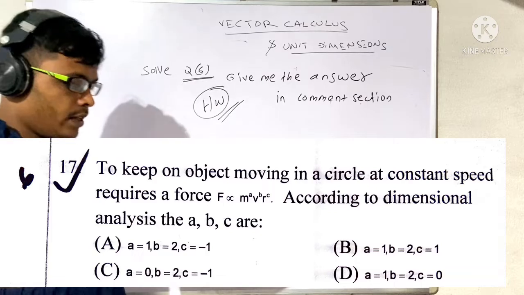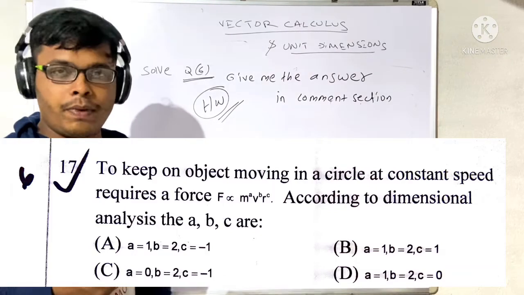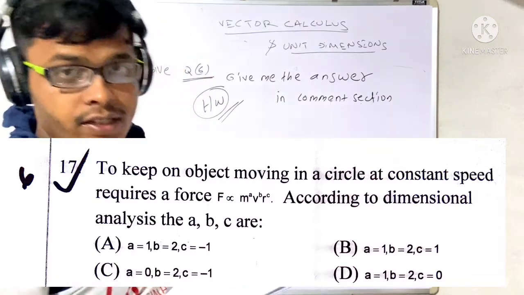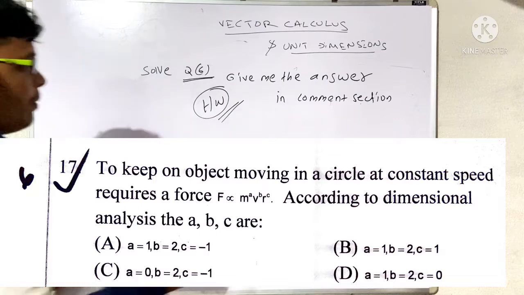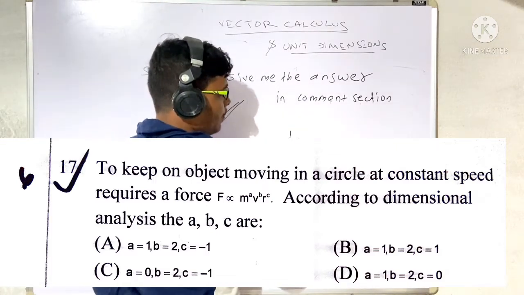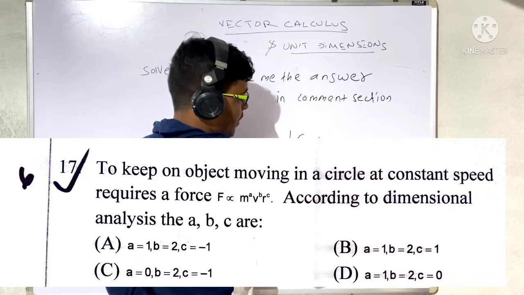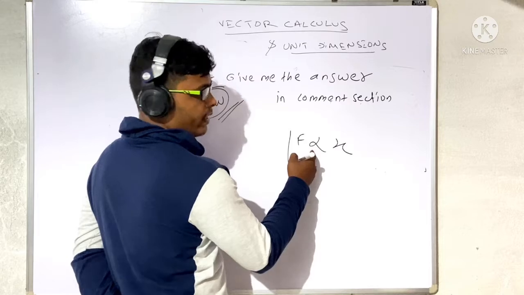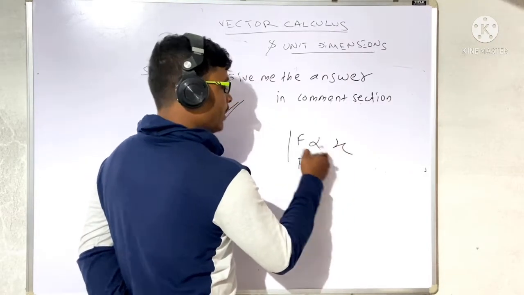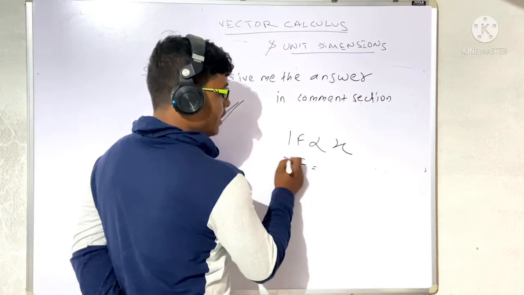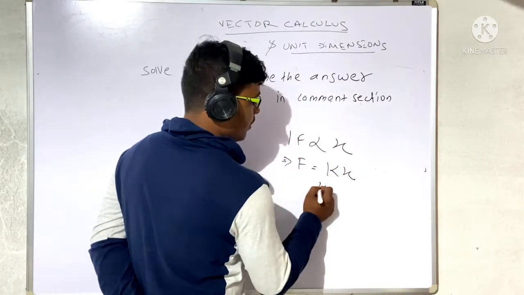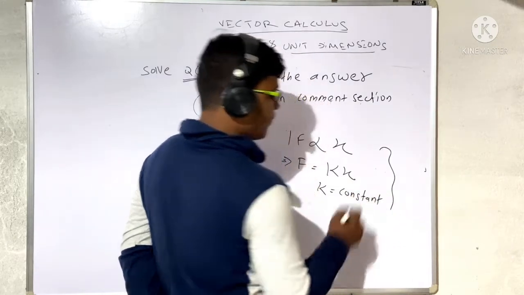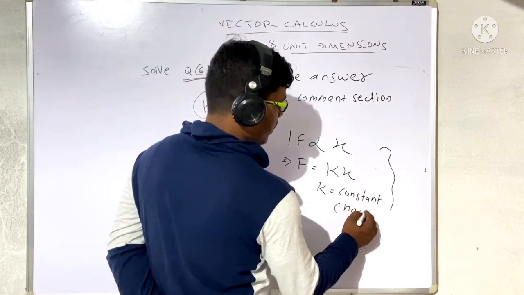Here the relation given is: F is directly proportional to m to the power a into b to the power b into r to the power c. So according to dimensional analysis, what are a, b, and c? So remember this. If something is proportional to a quantity, then we can write it as an equality. This is the proportionality symbol. Okay, F is directly proportional to x. That means, what does this mean? Now F equals k into x. What is k? The k is a constant. Okay, so remember this. And a constant has no unit and dimension.